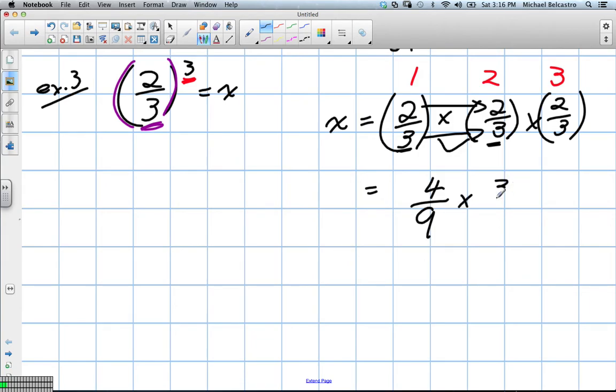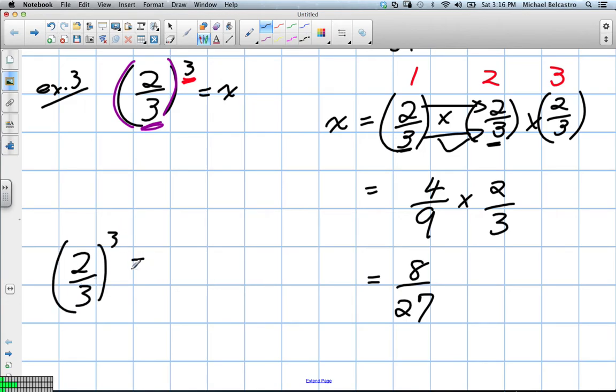And we still have to multiply it by, whoops, that should be a 2 on top, 2 over 3 one more time. So what is this going to be equal to? It's going to be equal to 8 over 27. That's right. So it turns out that 2 over 3 to the power of 3 is equal to 8 over 27.